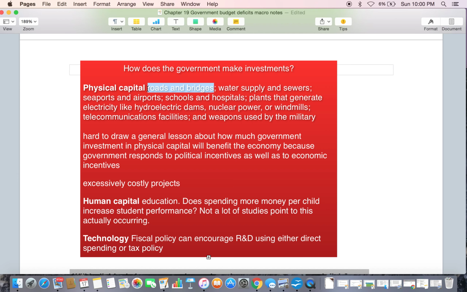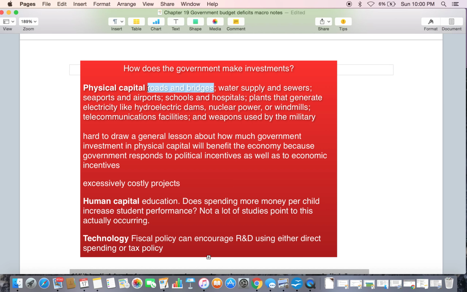The government also invests in human capital. So they do this through education primarily. They are spending money on K through 12 and higher education. But one thing we've noticed is we don't actually see a huge correlation between spending more money per child and spending less, because we're not actually seeing a huge increase in student performance when we increase the amount of money we spend per child.